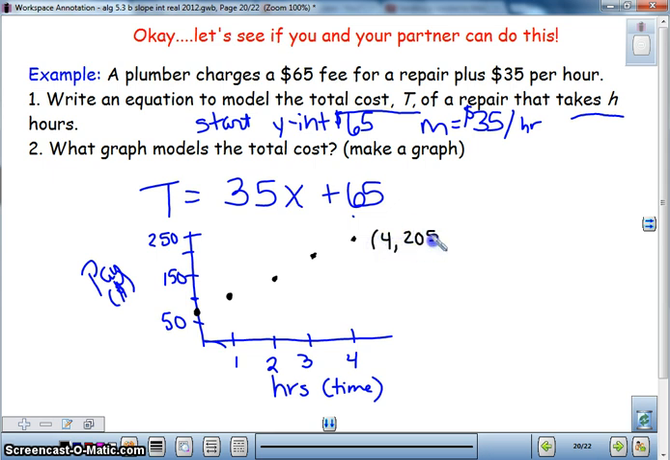And in this case, should we be continuous or discrete? Think about the time he's there. Is he just getting paid per hour? We'll talk about that tomorrow in class.